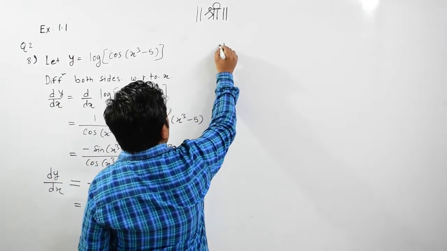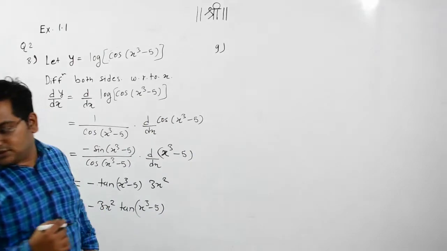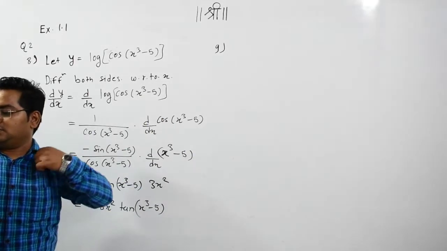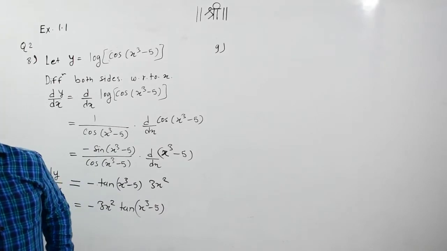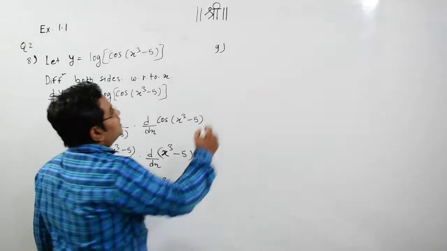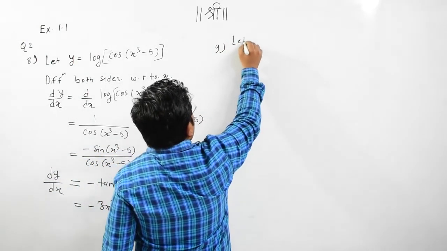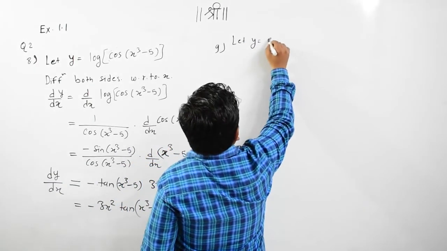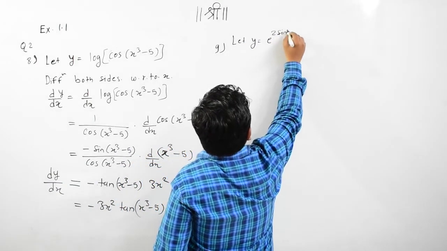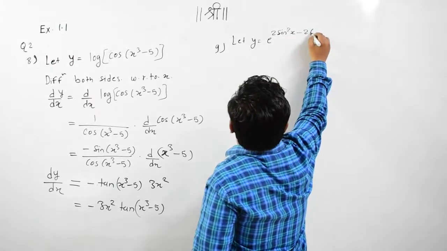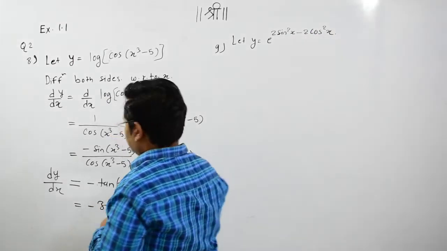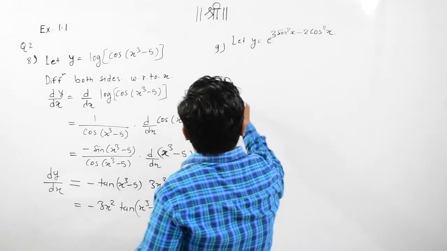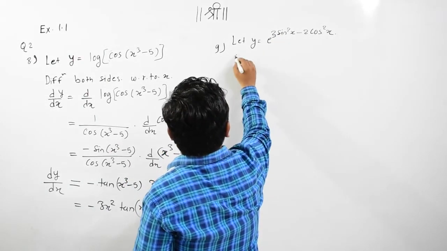The 9th question is interesting. The 9th question, out of question number 2, is e raised to 3 sine square x minus 2 cos square x. So let y is equal to e raised to 2 sine square x minus 2 cos square x. Hope I am correct. Yeah, 3 is 3. Now differentiating both sides, again the same statement.